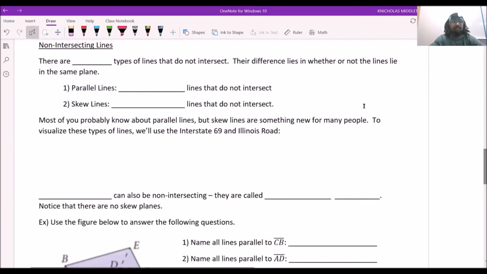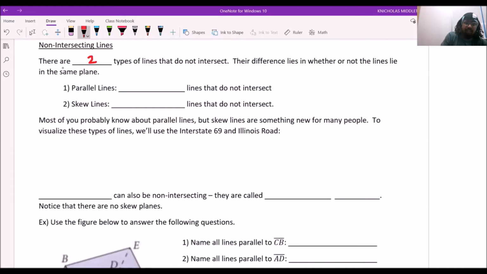They don't. Okay, let's talk about intersecting lines and non-intersecting lines, I guess. There are 2 types of lines that don't intersect. The difference lies in whether or not the lines are in the same plane. So most of the time when we talk about lines that don't intersect, we're familiar with parallel.